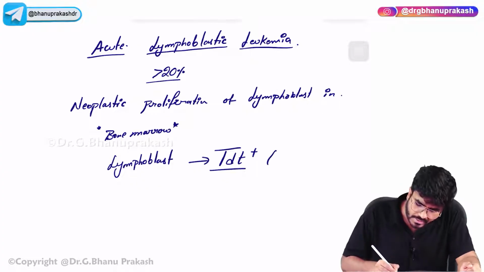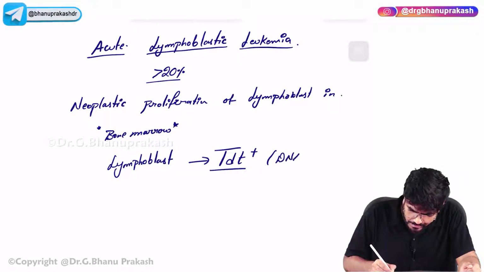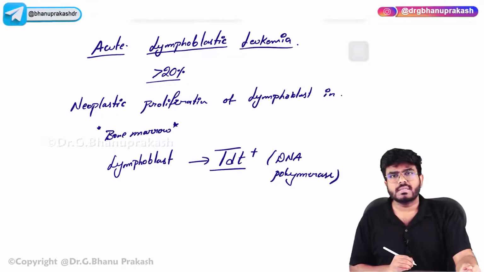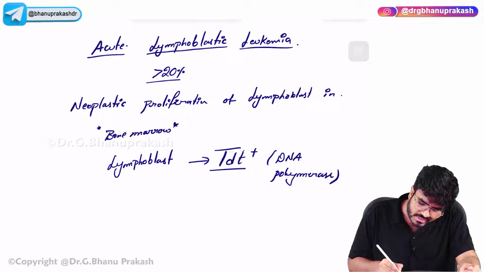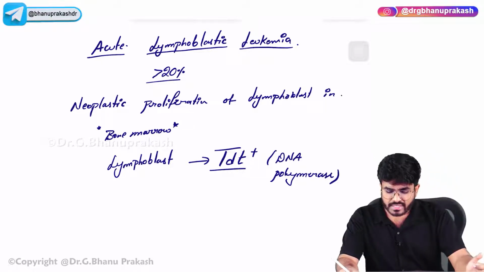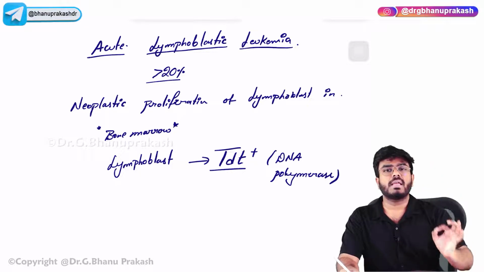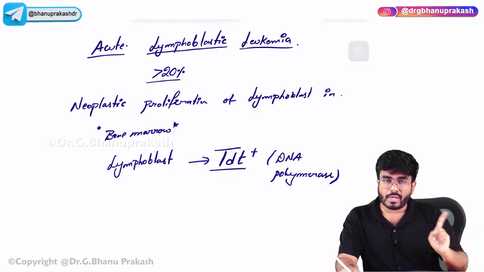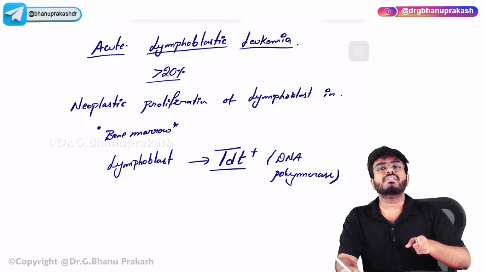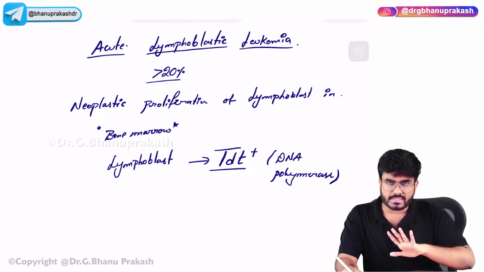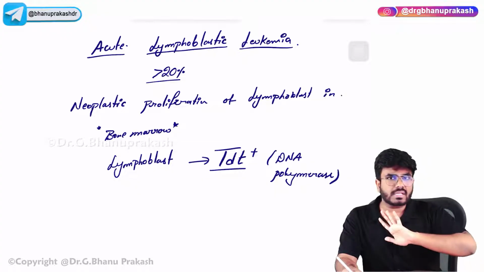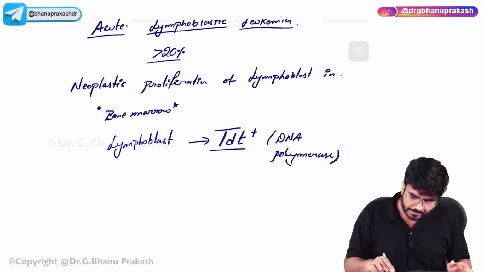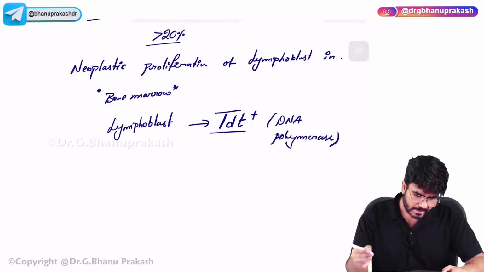TdT is a DNA polymerase. TdT stands for terminal deoxynucleotidyl transferase, which is a DNA polymerase present specifically in the lymphoblast, not in the myeloblast. It's not even present in mature T lymphocytes or B lymphocytes. In mature cells, it's not there. It's present in the lymphoblast. That's it. So TdT positivity is going to be seen.